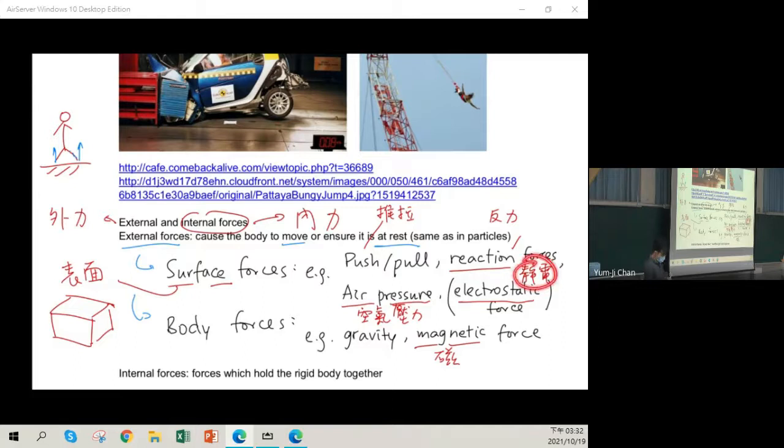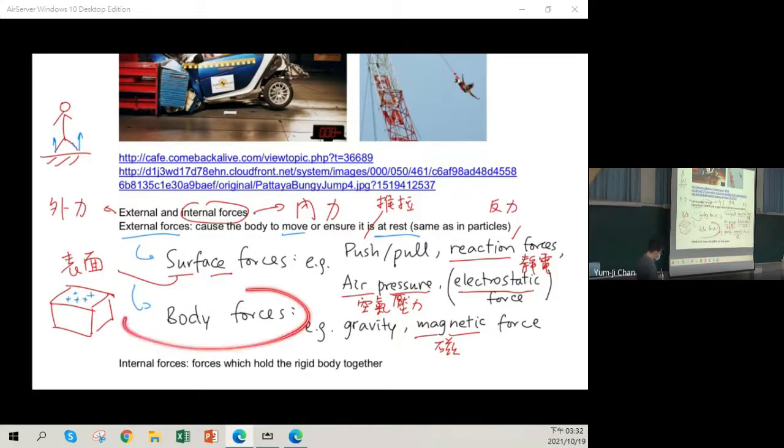Electrostatics is this one. Of course, you can say it acts on the whole body, but usually if we have a positive charge, then it flows onto the surface. On the other hand, we have body forces. Body forces act on every part of a body. Gravity, mg, acts on every part of the body, also inside the body, not only on the surface.